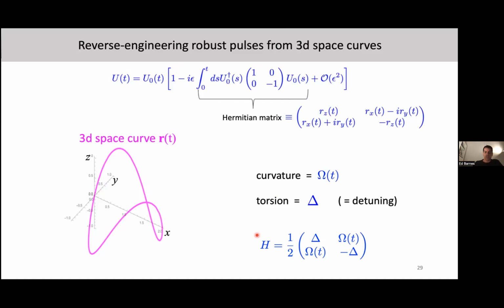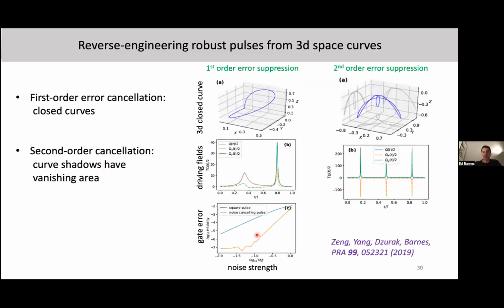And there's a straightforward generalization of the second order cancellation condition as well, which is that when you draw your curve in 3 dimensions, you have to make sure that 3 orthogonal shadows have 0 areas. This is again the totally general solution. Any pulse that cancels noise to second order has to correspond to a curve with these properties.